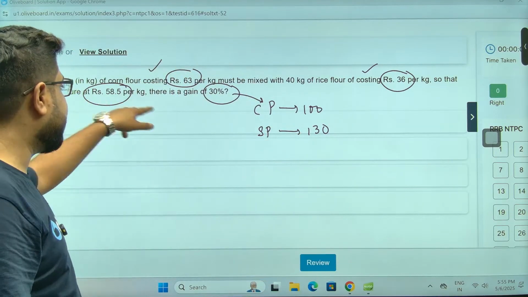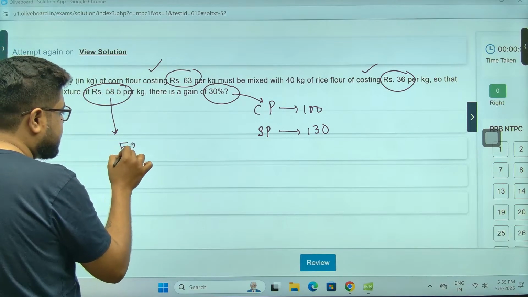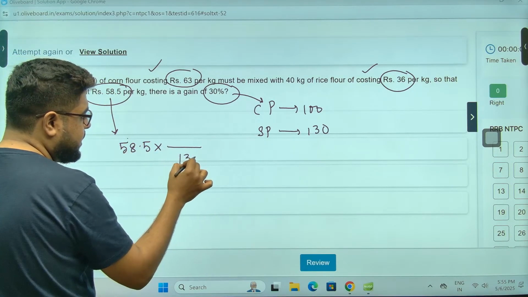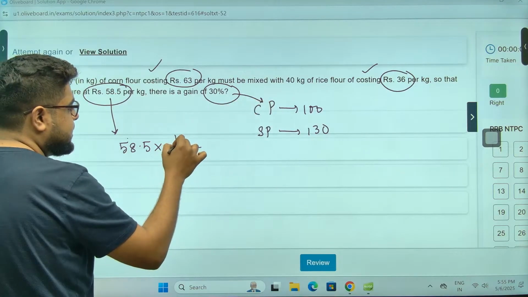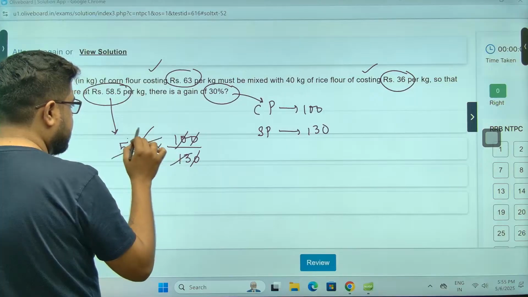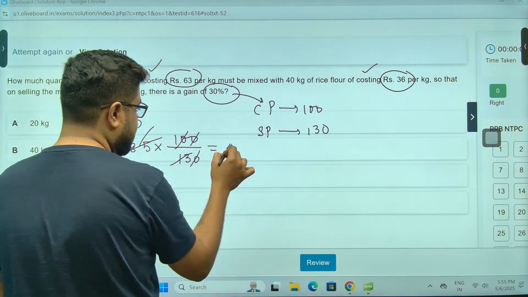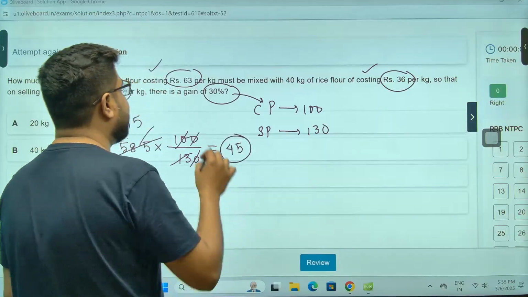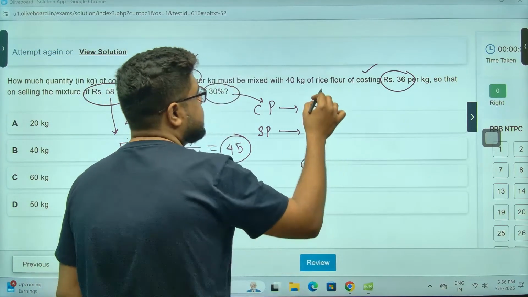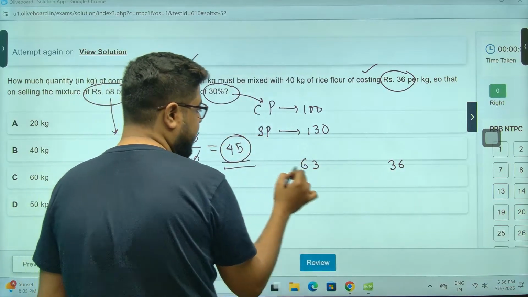So this SP I have to convert to CP. So if this is the SP, how can I convert this to CP, sir? Into, this is SP, that is like denominator. SP means numerator, 0, 0 gone, 0 and this gone. 13, 4 13s are this, 5 13s are for like this, right? So 45 rupees. So allegation is one corn flour 63 rupees, one rice flour 36 rupees, resultant is 45 rupees.